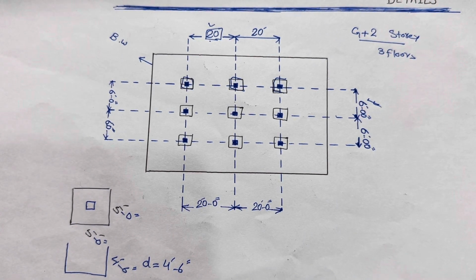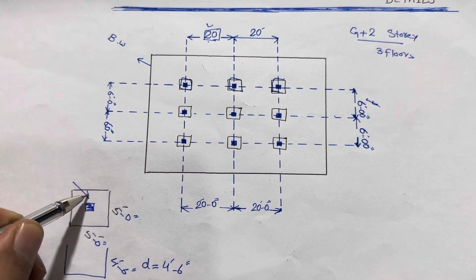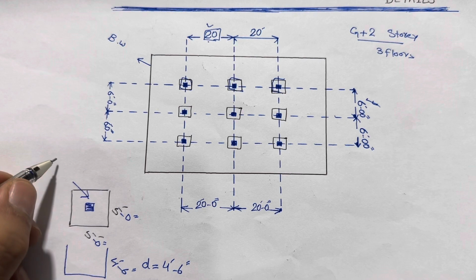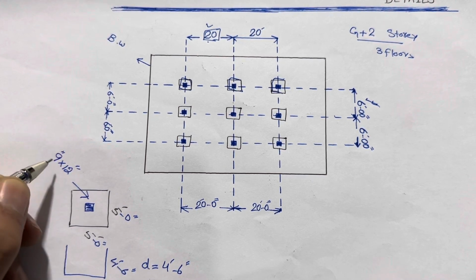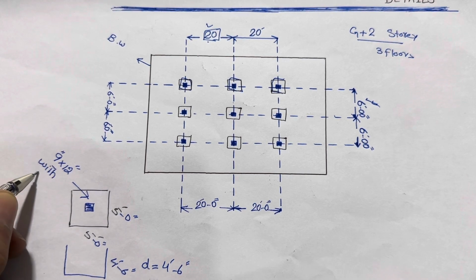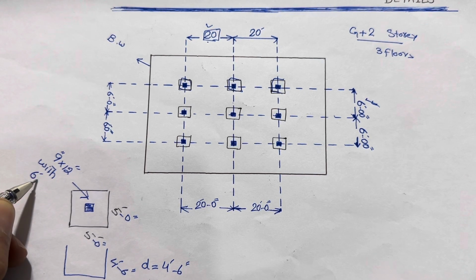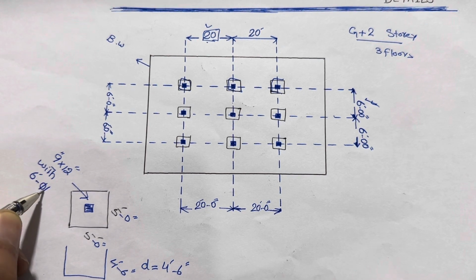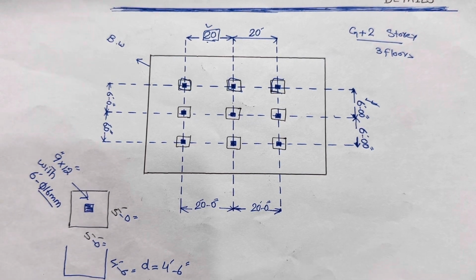Now let me also guide you on the column size. The size of the column should not be less than, for G plus 2 story, 9 by 12 inches with 6 bars, and the diameter should not be less than 16 millimeter. This is for G plus 2 story.